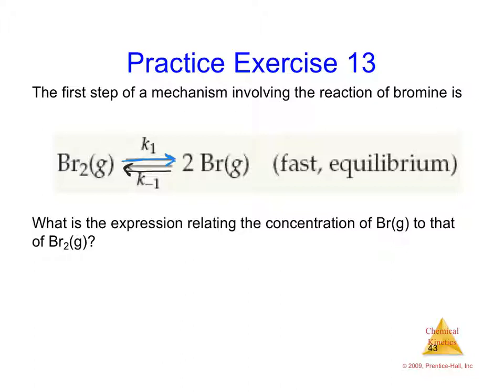So this is asking for us to come up with an algebraic expression where Br equals another term. This is going over what we learned to isolate the intermediate from a fast equilibrium step. I know this is fast equilibrium. Remember, our definition of equilibrium is rate forward equals rate reverse.